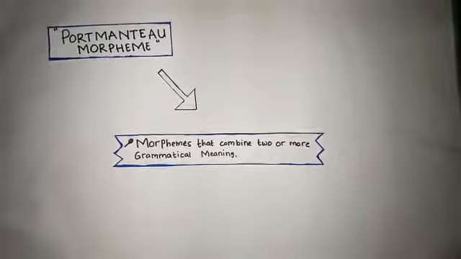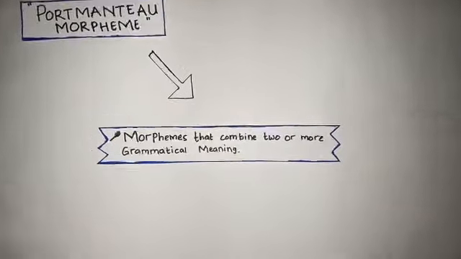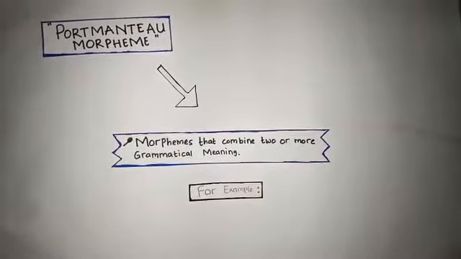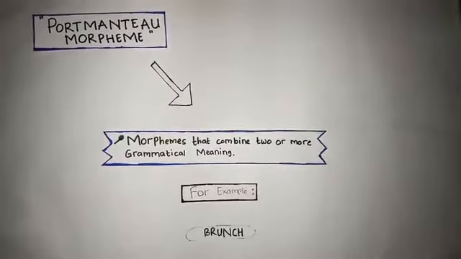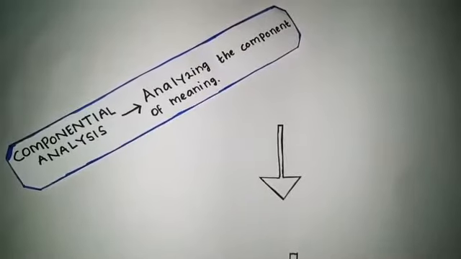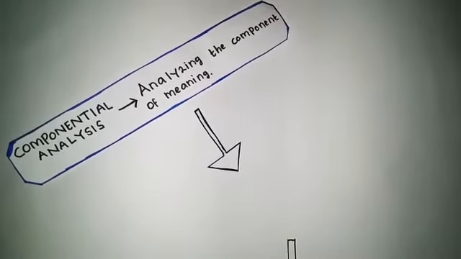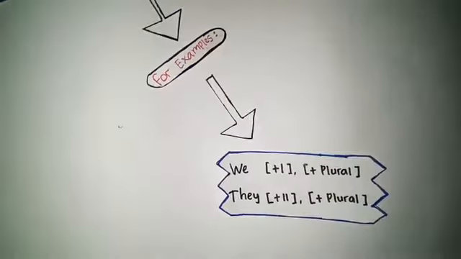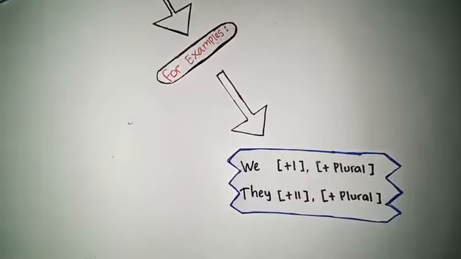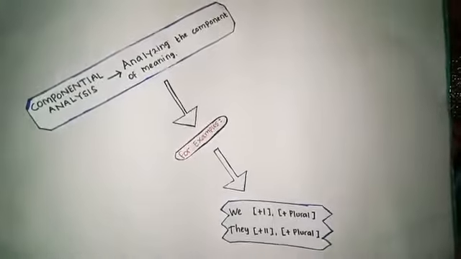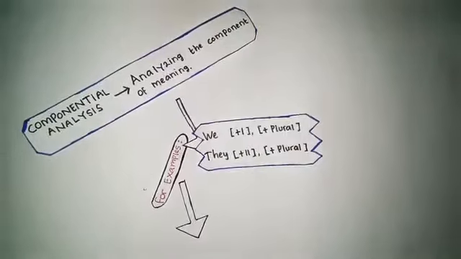Portmanteau morphemes. Morphemes that combine two or more grammatical meanings. For example, branch. Next, componential analysis. Analyzing the components of meaning. For example, we is plus 1 plus plural and they is plus 2 plus plural.